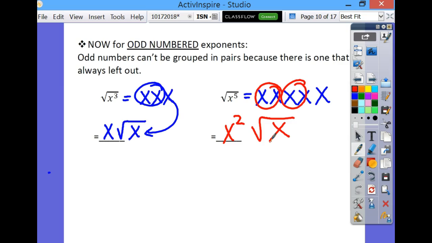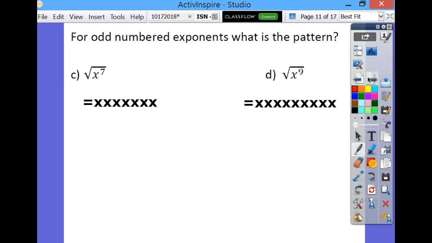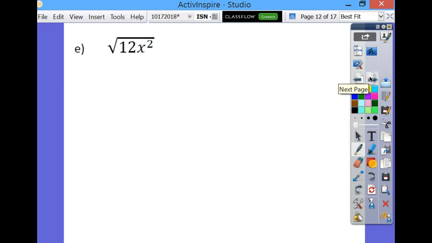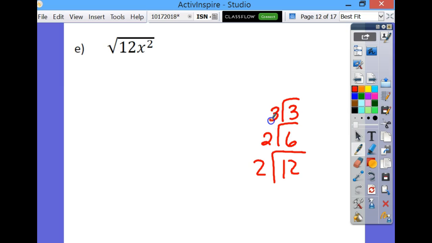So, what about the next kind of problem? I'm going to skip those, go to E. The next problem that we're going to do has a number and a variable. Well, I'm going to have to do those separately. The number, I'm going to go down here and write down the 12, and 2 will go into 12, and 2 will go into 6, and 3 will go into 3. That's the number part.